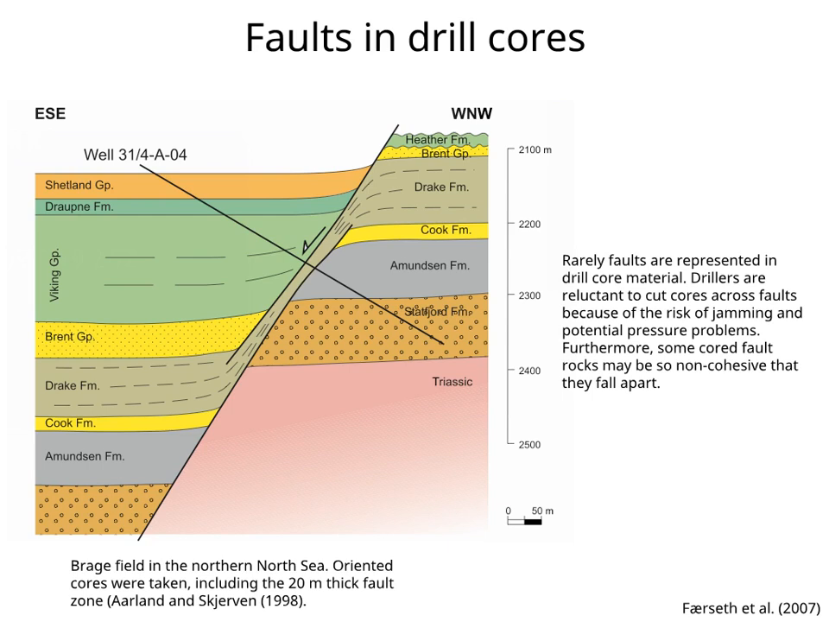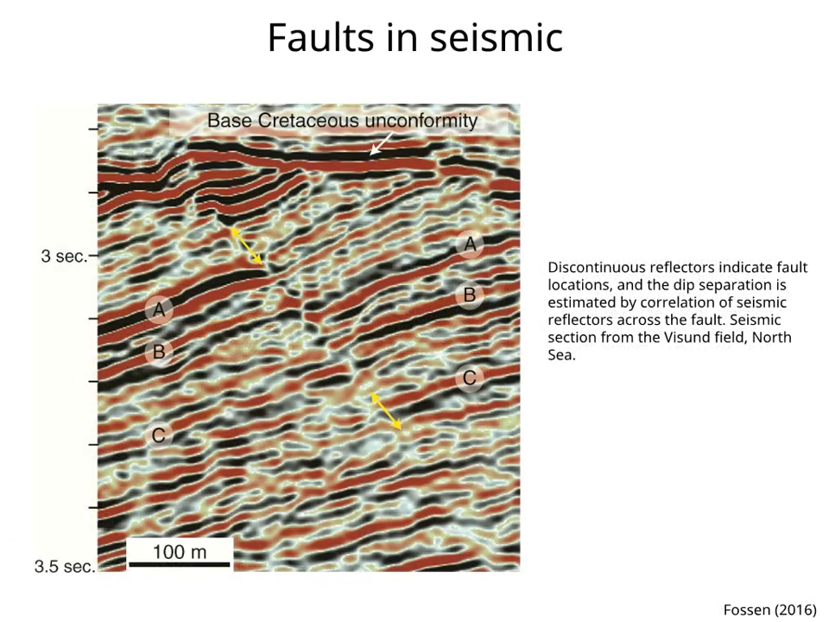Drillers are reluctant to cut cores across faults because of the risk of jamming and potential pressure problems. Furthermore, some cored fault rocks may be so loose that they fall apart. The degree of imaging of faults in seismic depends much on their dip. Seismic data are designed to image gentle surfaces.